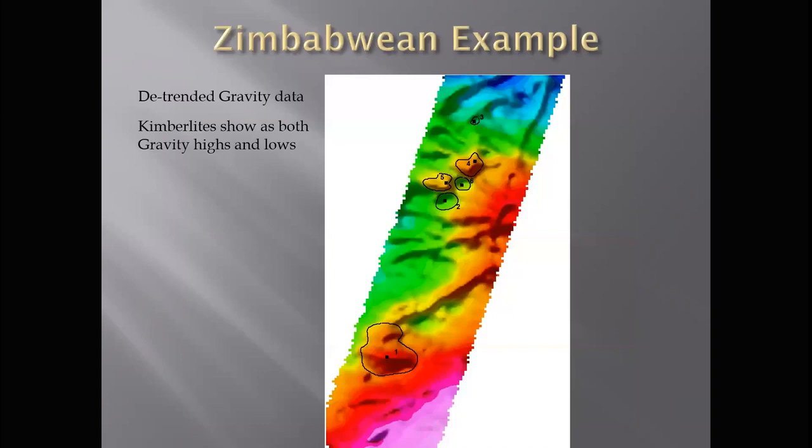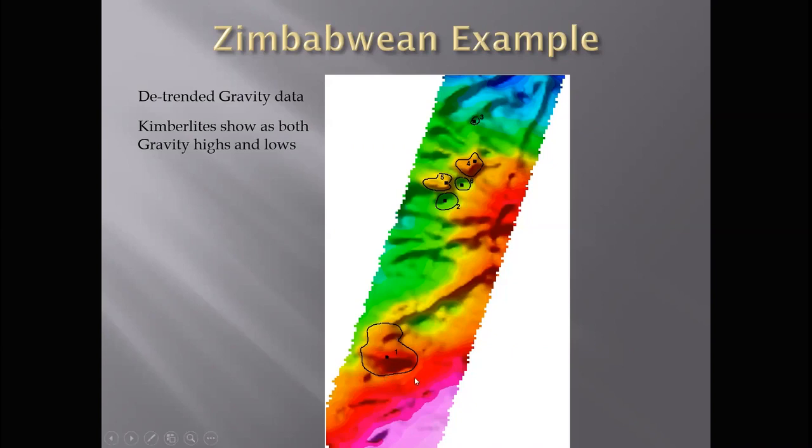Sometimes we have gravity highs and lows over a cluster of kimberlites. And the reason for that is that kimberlites pick up country rock. So when they intruded, they can sometimes pick up massive xenoliths of the country rock. That's something else to be aware of.